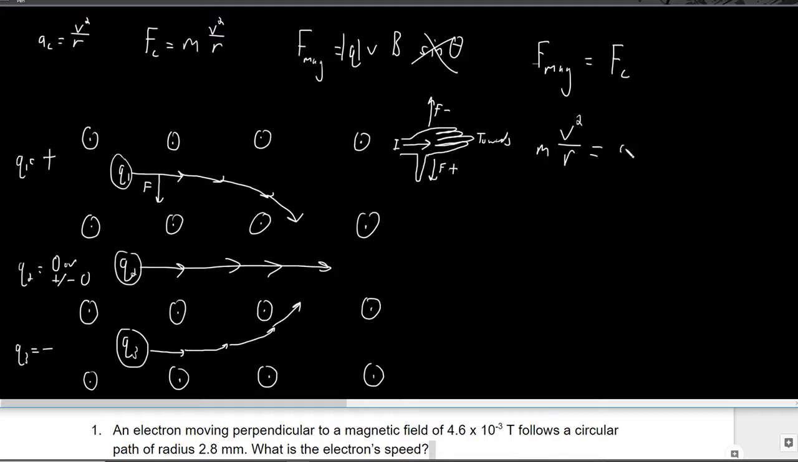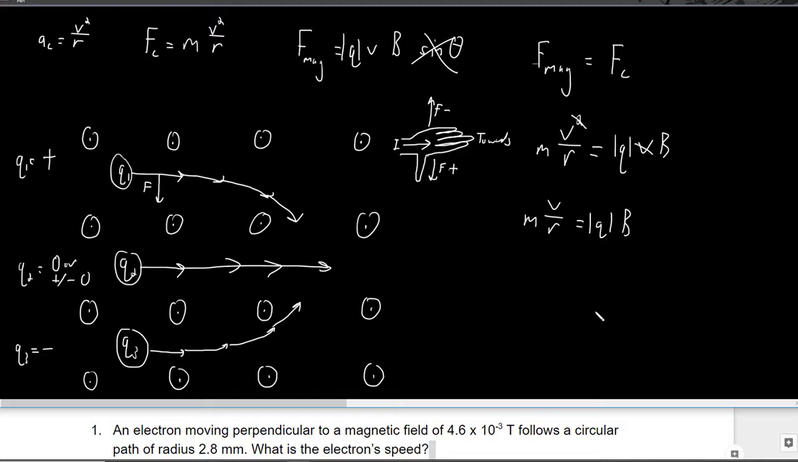is equal to q times v times B. One of the things, though, that I'm going to see here is I've got v on both sides. So if I just divide this v over, I'm going to be left with mass times velocity over radius is equal to absolute value of the charge times the strength of the magnetic field, okay?